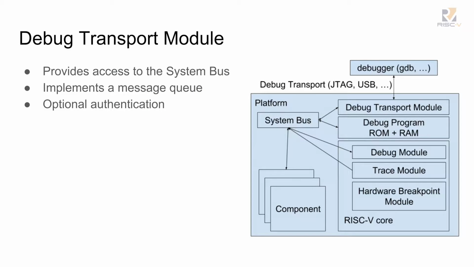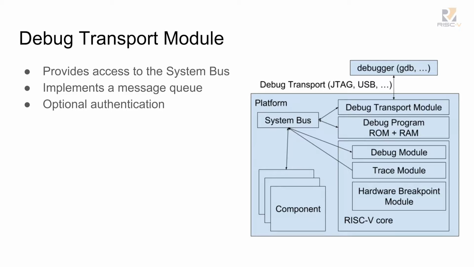So the debug transport module is really pretty minimal. All it does is give the debugger access to the system bus so that the debugger can perform 8-bit, 16-bit, and 32-bit reads and writes on the system bus. And through that, it can talk to any component that's a slave on the system bus, which the RISC-V core will be.